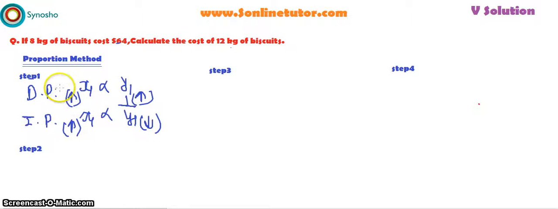So in our case, to find out whether it's a direct proportion or an indirect proportion, we first understand the question. If 8 kg of biscuits cost $64, we have to calculate the cost of 12 kg of biscuits. We know that if the quantity of biscuits increases, then the cost also increases. The cost of 12 kg of biscuits is always higher than the cost of 8 kg. So we understand that it is direct proportion.